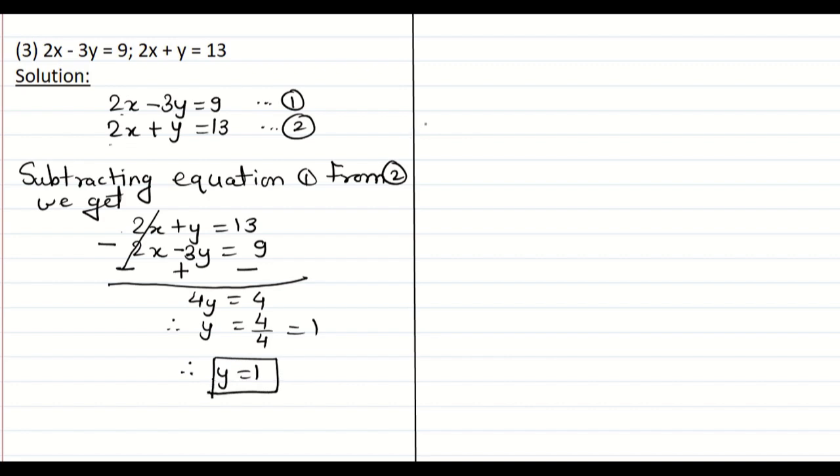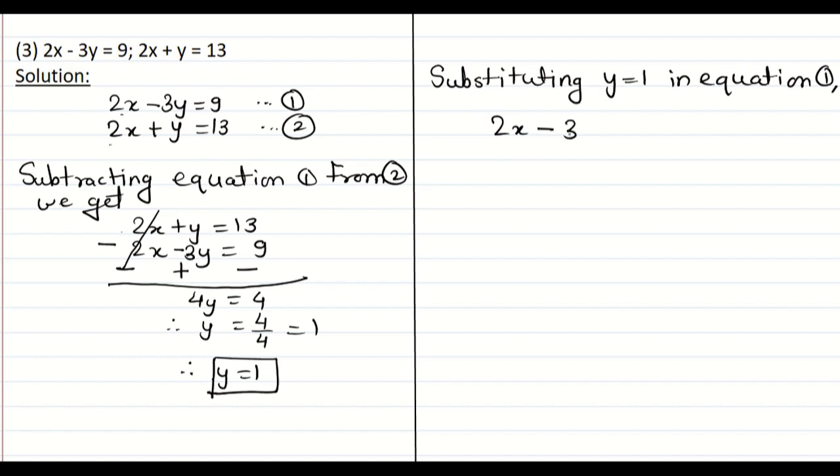Now substitute this value y equals 1 in any of these equations. I am substituting this value in equation number 1. So substituting y equals 1 in equation 1, see what we are getting: 2 times x minus 3. Instead of y, we write the value, that is 1, which equals 9. Therefore, 2x minus 3 equals 9. Therefore, 2x equals 9, this minus 3 will get shifted to the other side and becomes positive, plus 3.